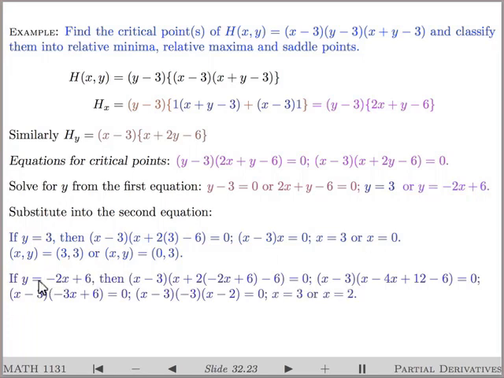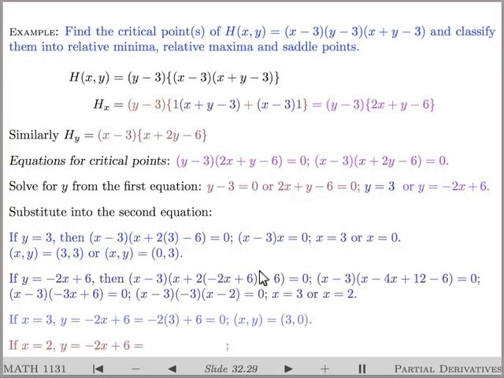So we started with the assumption that y equals minus 2x plus 6. So if x is 3, y will be minus 2 times 3 plus 6 or 0. That gives us the point 3, 0. If x is 2, y is minus 2 times 2 plus 6, which is 2. That gives us the point 2, 2. So now we have 4 critical points: 3, 3; 0, 3; 3, 0; and 2, 2. We are going to analyze them.